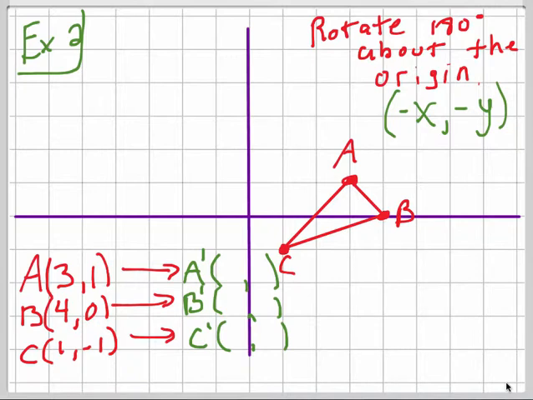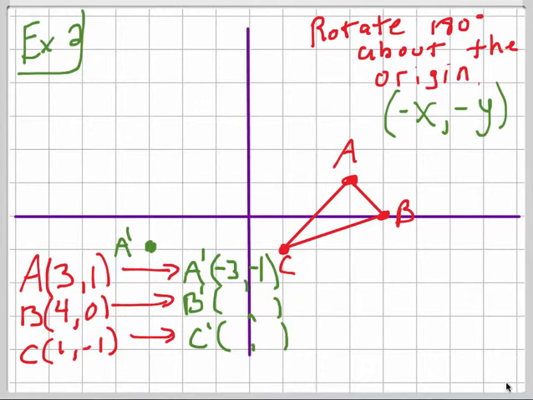Let's check this out here. The opposite of this X on point A is -3. The opposite of 1 is -1. And once you change the point, go ahead and plot it. So (-3, -1), here's my point A prime, almost in the way.